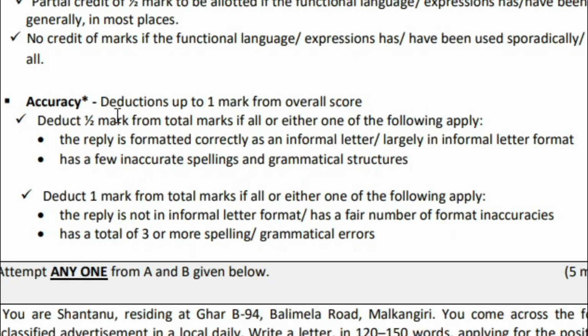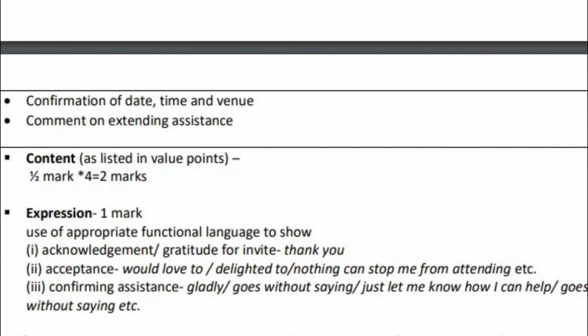So what is accuracy? Deduction up to 1 mark from the overall score. Deduct half mark from total marks if all or either one of the following apply. The reply is formatted correctly as an informal letter, largely in informal letter format. Has a few inaccurate spellings and grammatical structures. That means if you have committed any mistakes, they will deduct marks under accuracy, but there are no marks allotted for accuracy in the question.